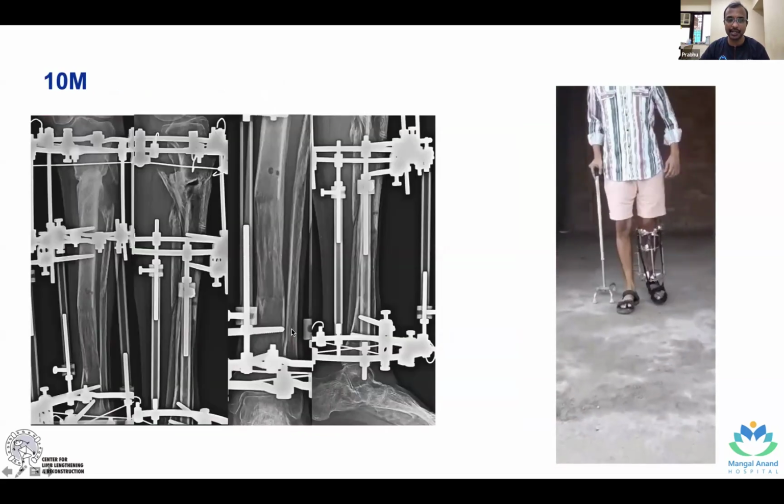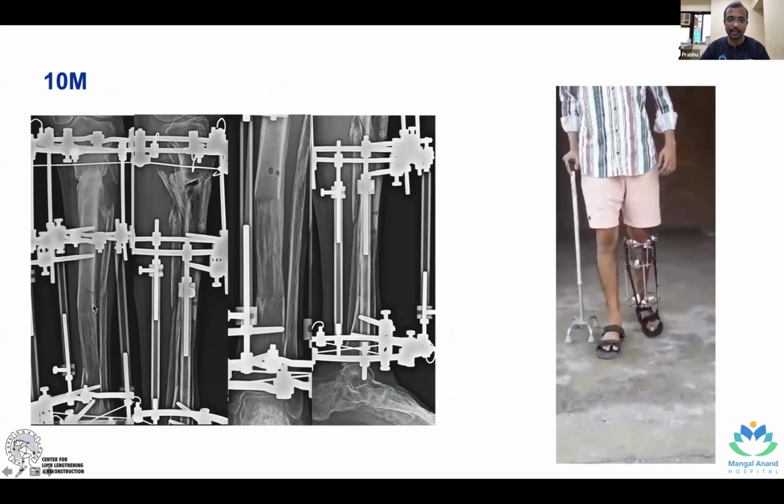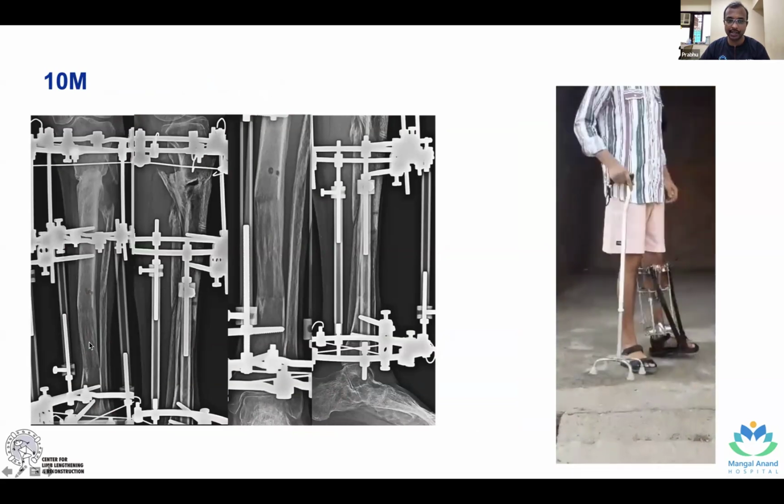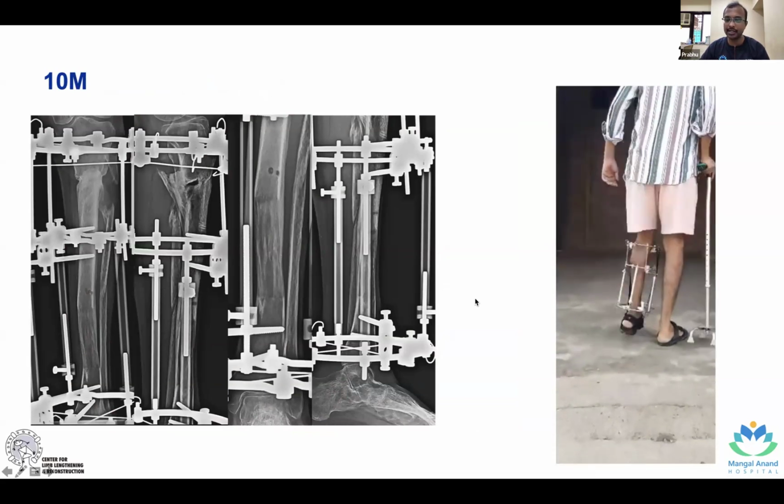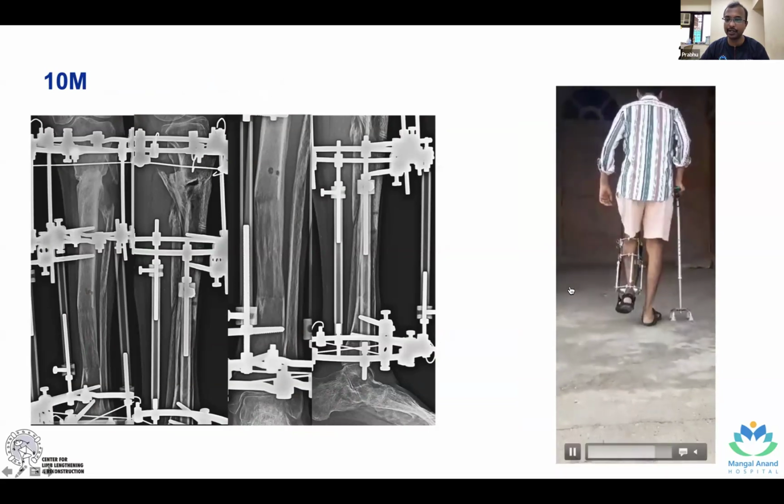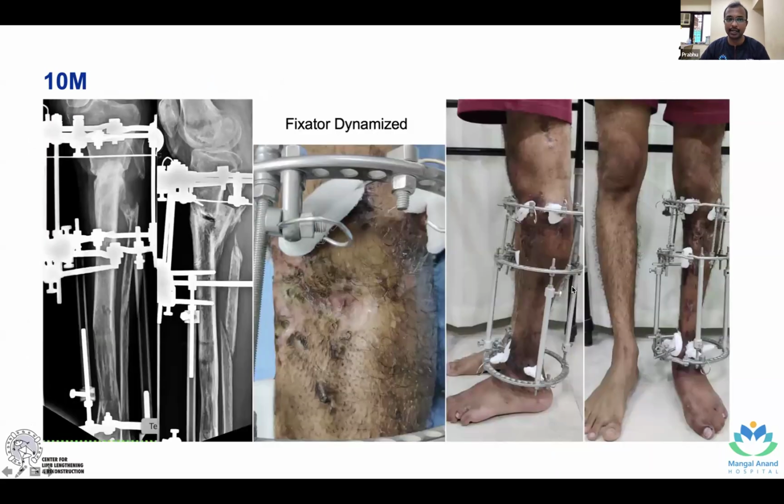This is the post-op X-ray at 10 months. The regenerate has nicely consolidated. Patient doesn't have any difficulty in walking. He's walking nicely. At 10th month, we have dynamized between the ring 1, ring 2, and ring 2, ring 3, so that further consolidation will happen and union will be achieved.